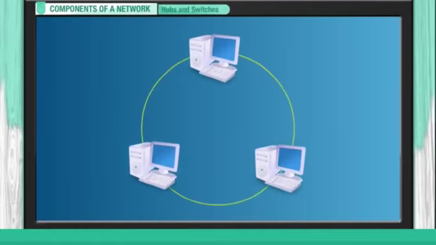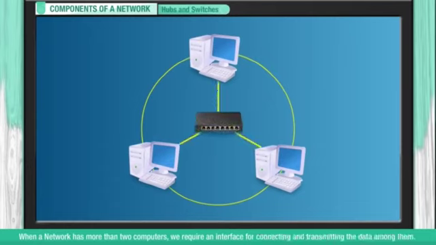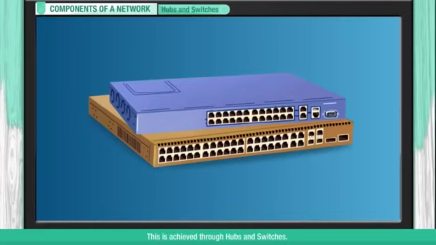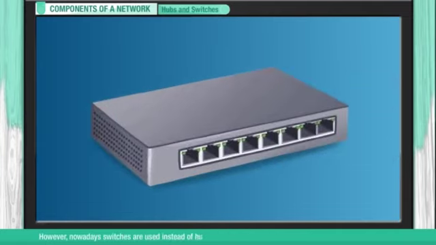Hubs and switches. When a network has more than two computers, we require an interface for connecting and transmitting the data among them. This is achieved through hubs and switches. Each computer on a network is connected to a hub or switch through an Ethernet cable. Switches and hubs are box-like structures with multiple ports to which computers, printers, and other networking devices are connected. However, nowadays switches are used instead of hubs as they are more effective and provide better performance.